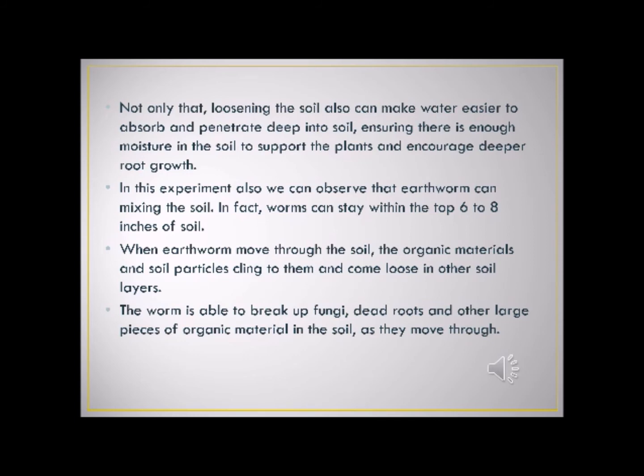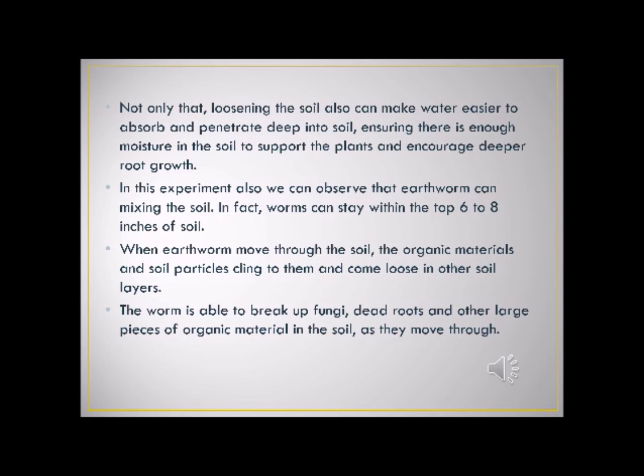Not only that, loosening the soil can also make water easier to absorb and penetrate deep into the soil, ensuring there is enough moisture in the soil to support the plants and encourage deeper root growth. In this experiment, we can also observe that earthworm can mix the soil. In fact, worms can stay within the top 6 to 8 inches of soil.